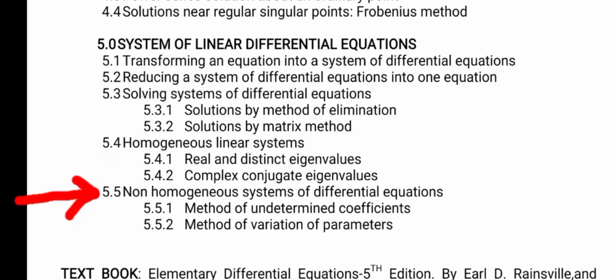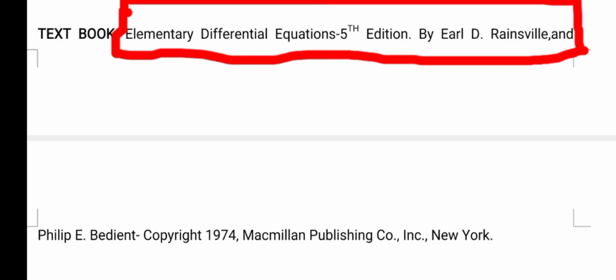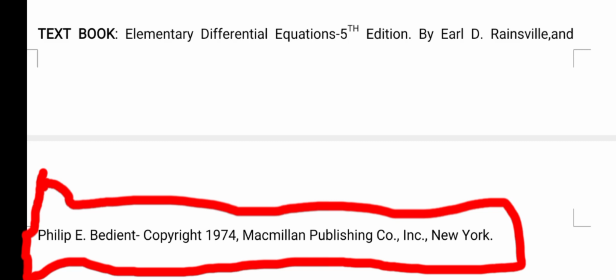You also learn how to solve non-homogeneous system of differential equations using the method of undetermined coefficients and the method of variation of parameters. This course outline was compiled from the textbook Elementary Differential Equations, 5th edition by R. D. Rinsville and Philip E. Bident. Copyright 1974, Macmillan Publishing Corporation, Incorporated, New York City.